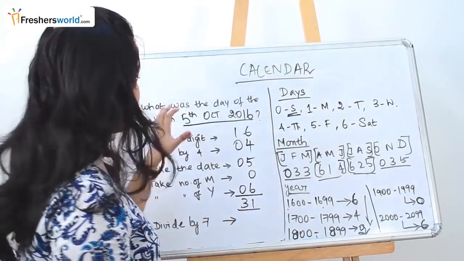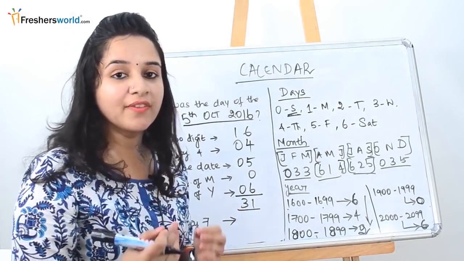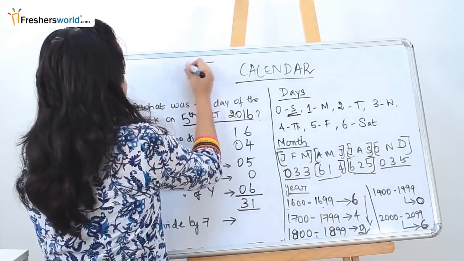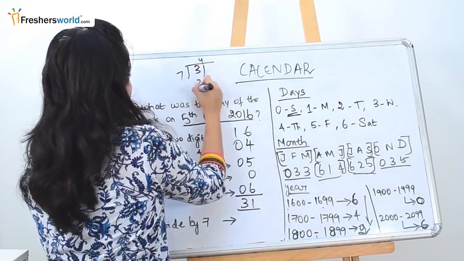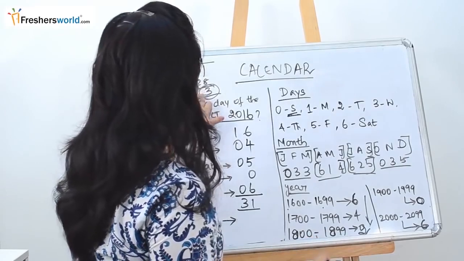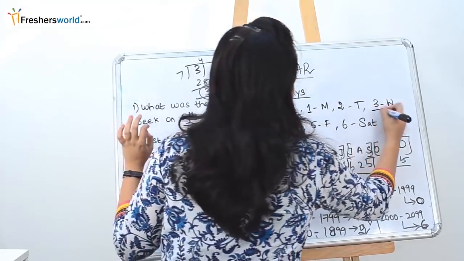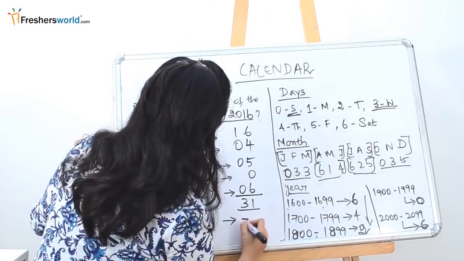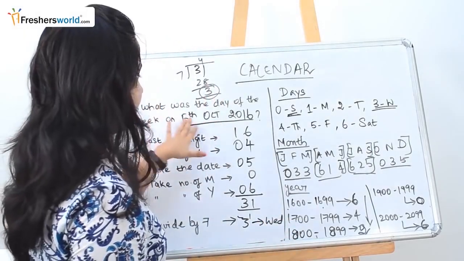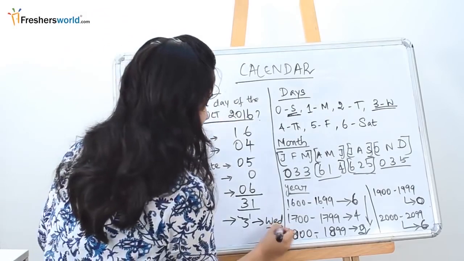They have asked the question for the day of the week, so we divide this 31 by 7. Let's divide 31 by 7. We know 7 4s are 28, and the remainder is 3. So we take the remainder here. Code number 3 falls under Wednesday. So what was the day of the week on 5th October 2016 is nothing but Wednesday.